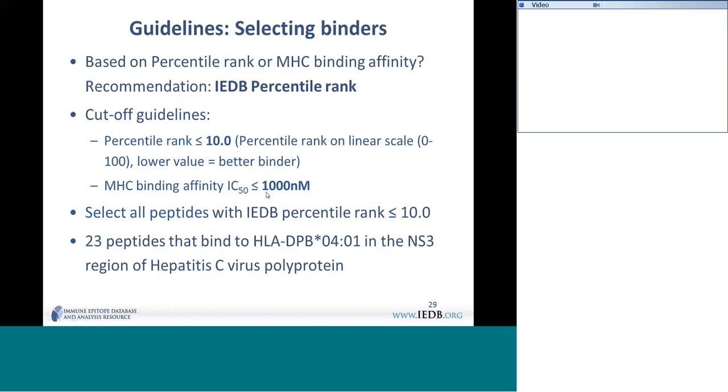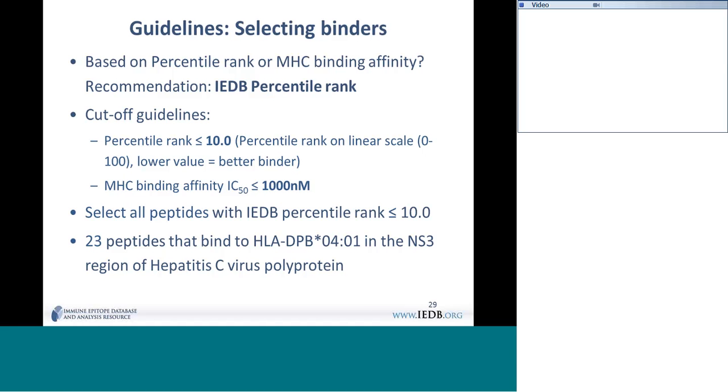So percentile rank is on a linear scale 0 to 100, and as I mentioned earlier, the lower value being the better binder. So the peptides with a percentile rank less than or equal to 10 can be considered as potential binders, predicted binders. And this value actually roughly corresponds to 1,000 nanomolar. It's not exactly 1,000, but roughly corresponds to 1,000 nanomolar.